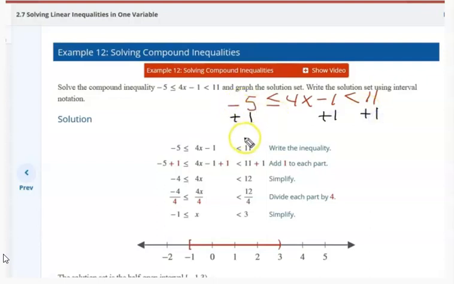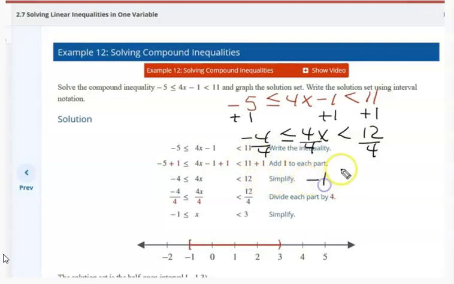So this now gives me a negative 4 is less than or equal to 4x is less than 12. And then now to isolate the x, I'm going to divide this term by 4, this by 4, and this by 4. So I now get a negative 1 is less than or equal to x is less than 3. And that's what they end up with.